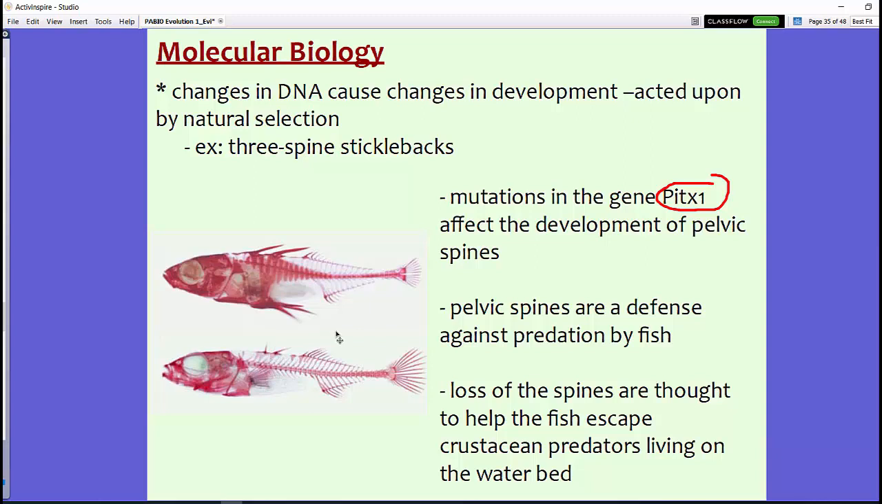So over time, those that did not have the spines were able to reproduce, and those were able to then populate this particular area of sticklebacks. So natural selection will act upon the trait that is most advantageous for that organism, that population, to survive.